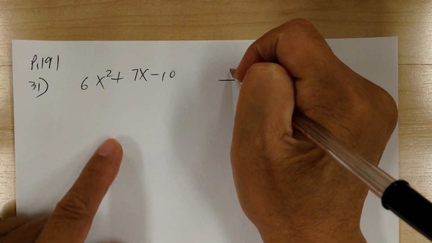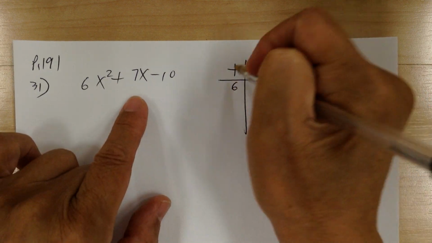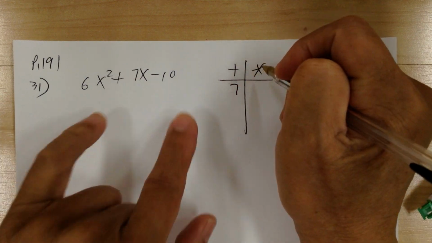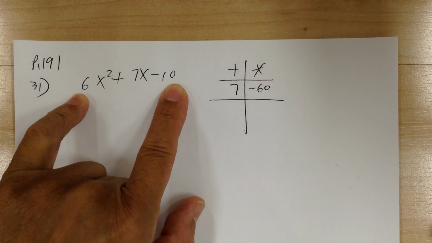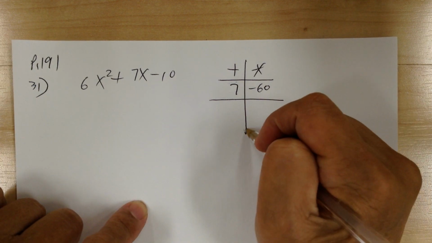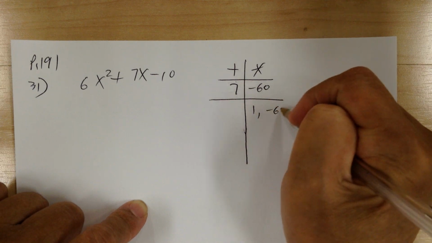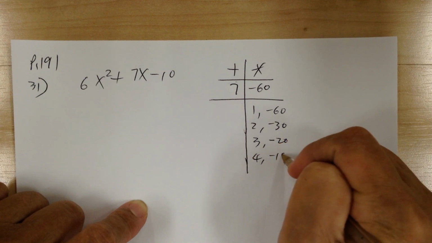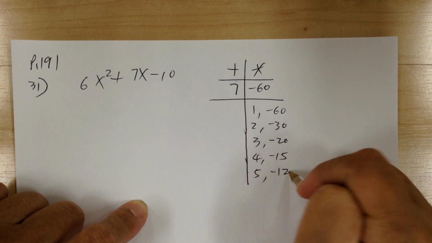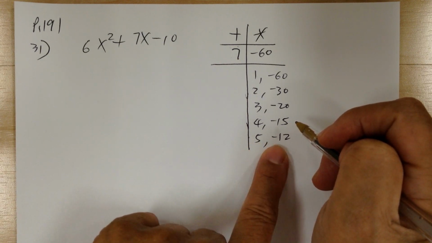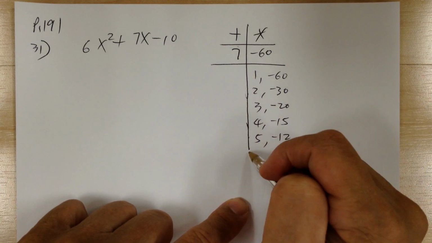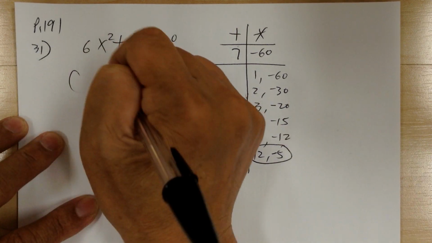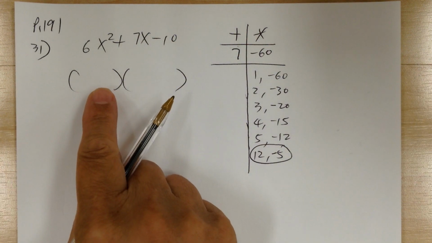Master product: you have to add to get 7, the middle. You have to multiply to get this, which will be negative 60. Those are the combinations that you need. It's fast, you just go down the list. 1 comma negative 60, 2 comma negative 30, 3 comma negative 20, 4 comma negative 15, 5 comma negative 12. When you get to negative 12, this will give you negative 7. The number is correct, the sign is opposite, so you make it into 12 comma negative 5.